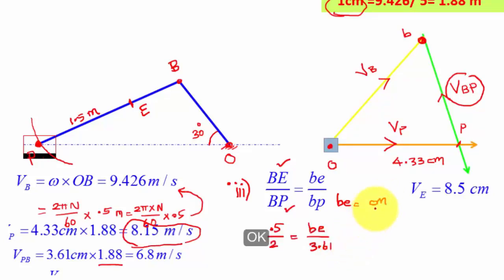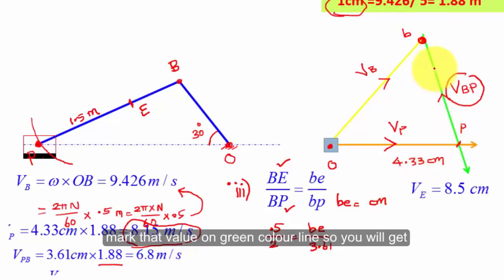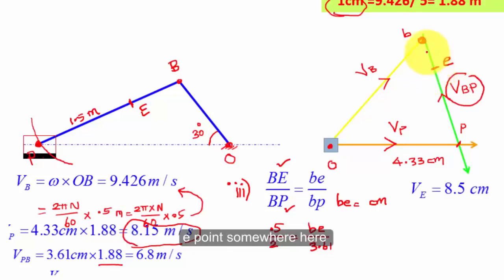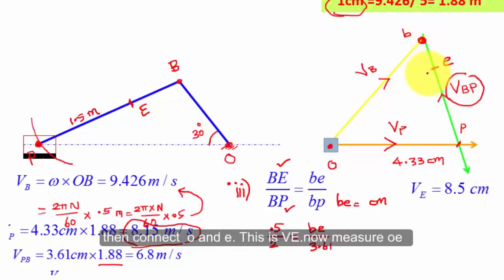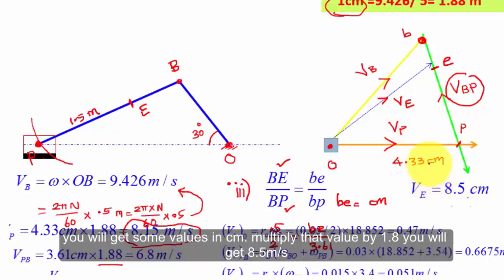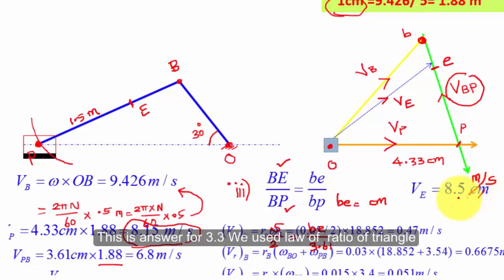Okay, mark that value on the green color line. So you will get point E somewhere here. So BE. Then connect O and E. So this is VE. Now measure OE. You will get some value in centimeter. Multiply that value by 1.8. You will get 8.5 meter per second. This is the answer for subdivision 3. Here we used the law of ratio of triangle.